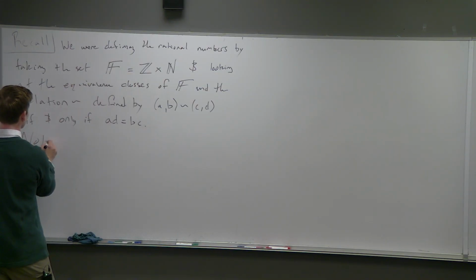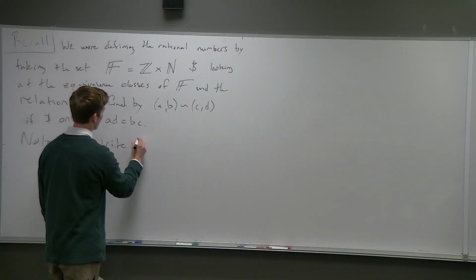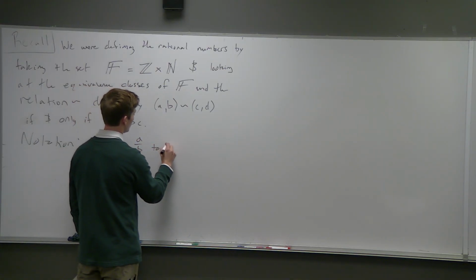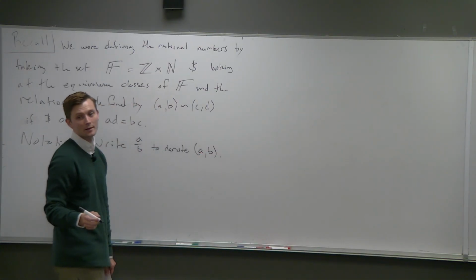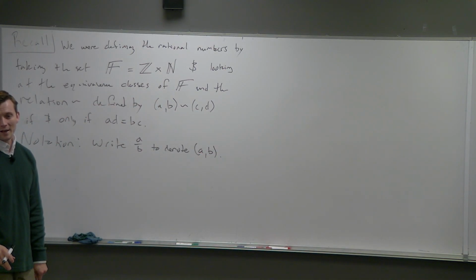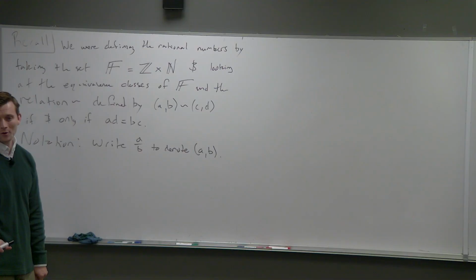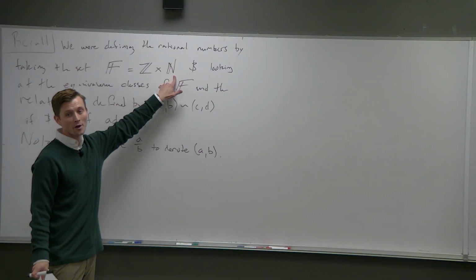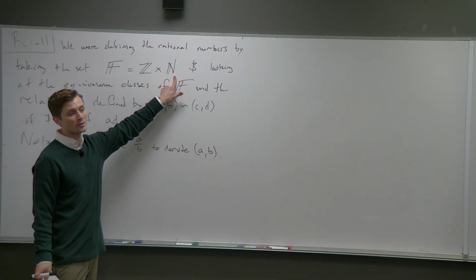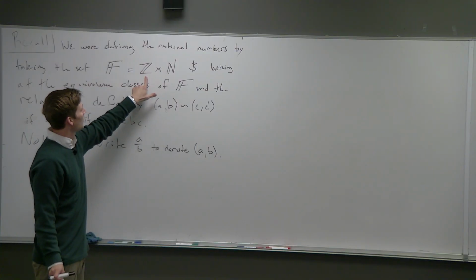The notation is we write A over B to denote the ordered pair A B. So do you remember this setup from last time, how we were getting going? Yeah? We said, okay, let's look at ordered pairs. The first thing will be an integer. The second thing will be a natural number. Remember, under our convention, 0 is not a natural number. We start at 1.